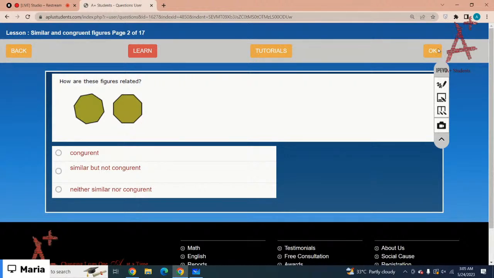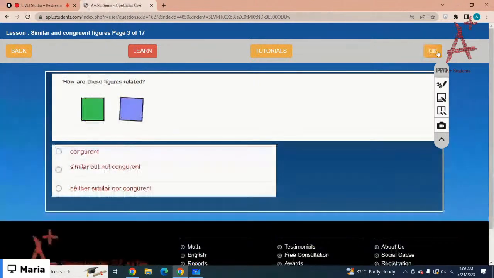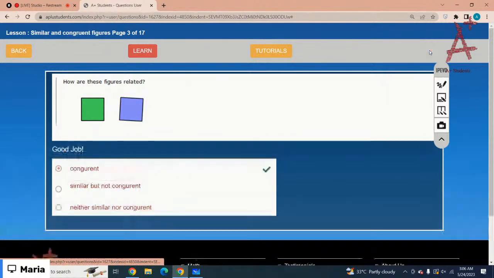They are both round, but they are different shapes. They are similar, but not congruent. Congruent? Okay, how are these figures related? They are congruent. They are exactly the same shape and same size, so they are congruent.